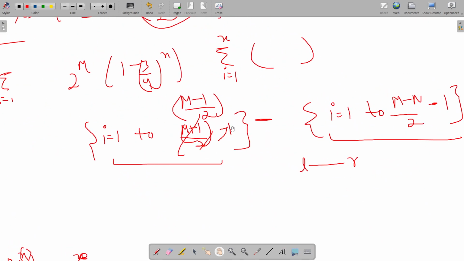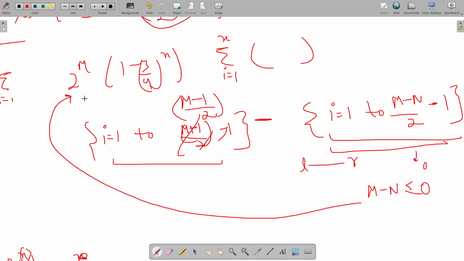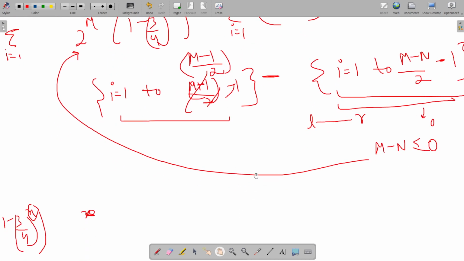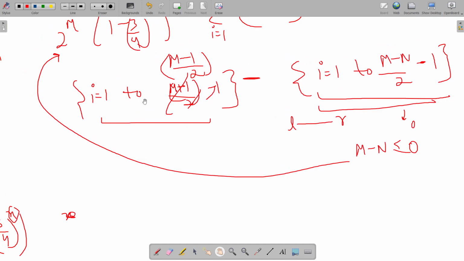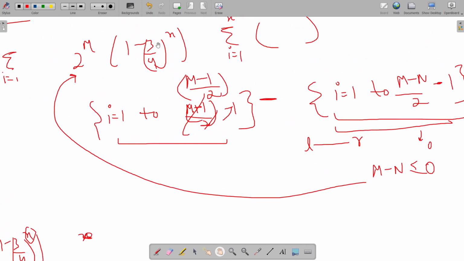Otherwise, this term will never change. Here you might need to add some conditions. So if m minus n is less than or equal to 0, then this sum will be equal to 0. Otherwise, this sum will be represented by this formula. That's what I'm trying to say. So then, that's all for the problem.